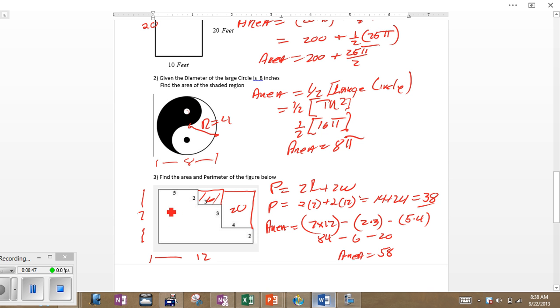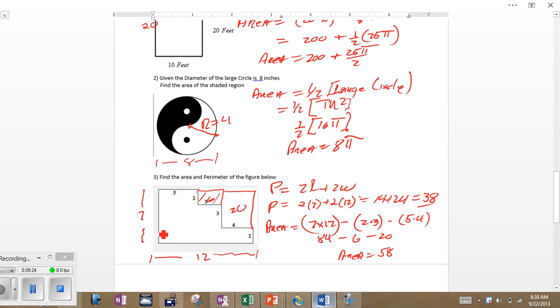Perimeter. This side over here is comprised of a length of 2, 3, and 2, which means that entire side is 7. The bottom, the base, if you will, is combined with 5, 3, and 4, whose length is 12. So the perimeter is simply no different than the perimeter of a rectangle. 2 lengths and 2 widths. 2 times 7 plus 2 times 12, 14 plus 24, 38.